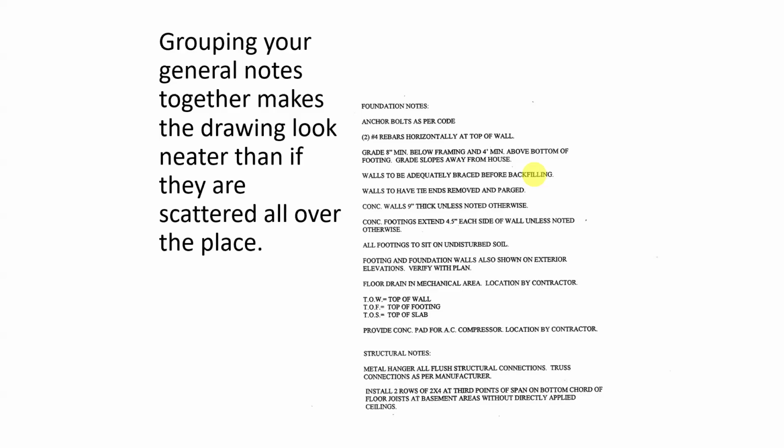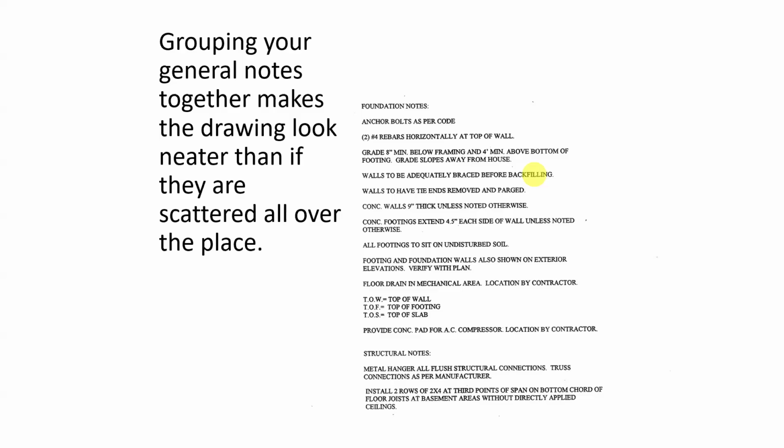Walls to have tie-ins removed in parts. There are little ties that go through the walls and hold the forms together, and they snap off and leave little stubs of metal. So what I said was they need to have those tie-ins removed, and then they have to parge them, which is coat them with concrete so you can't see all those. My dad worked in construction. He didn't like to see those little dots from the ties on his walls.